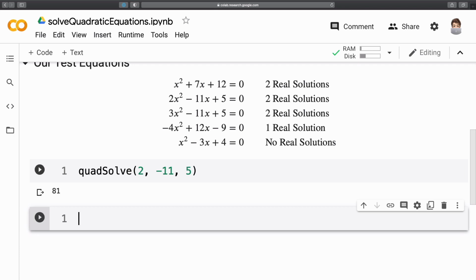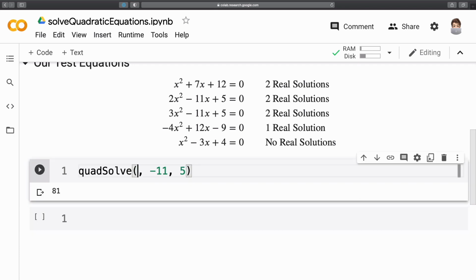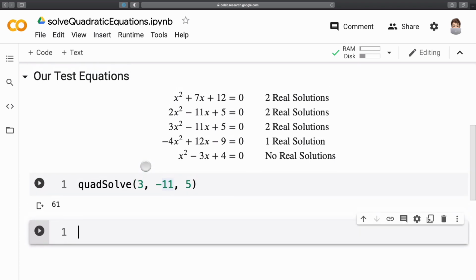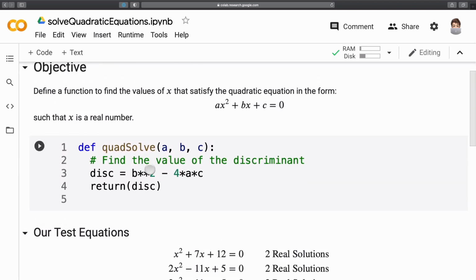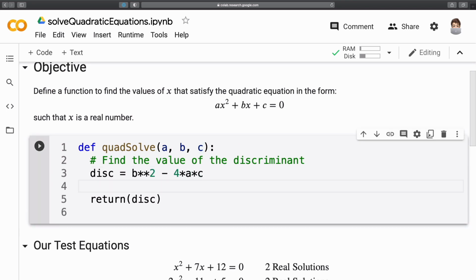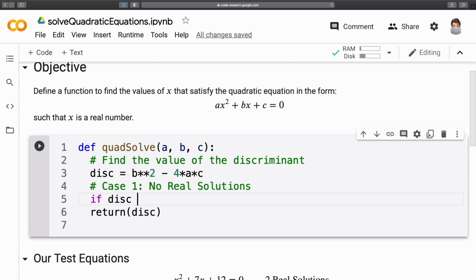So it looks as though our quadsolve is doing a good job at finding the value of the discriminant, which tells us the number of solutions and the nature of those solutions. So whether they're real or not real. So now let's break these into cases. The first case is going to be when the value of the discriminant is less than 0, and we'd expect no real solutions in this case.